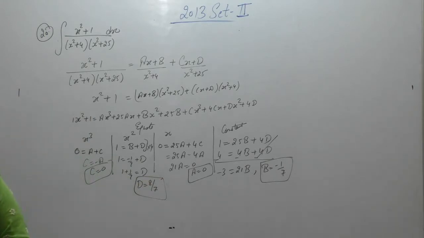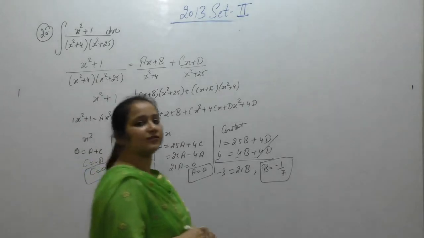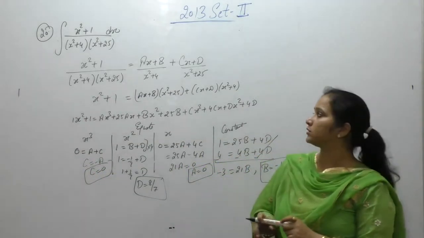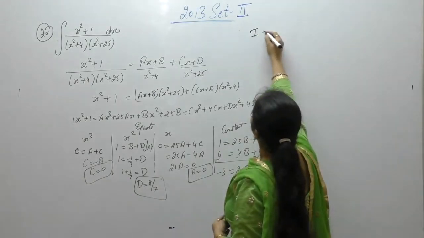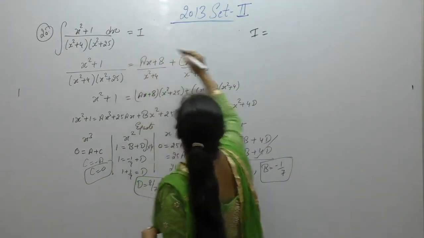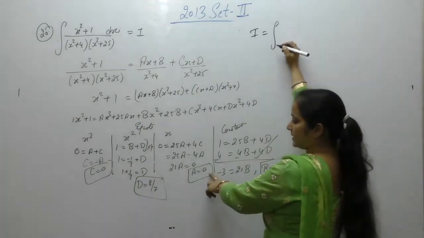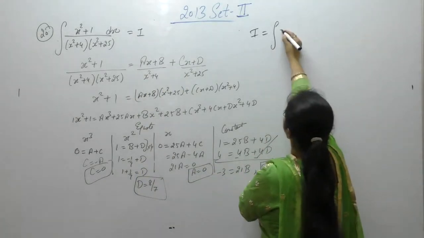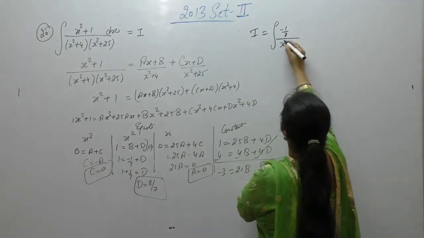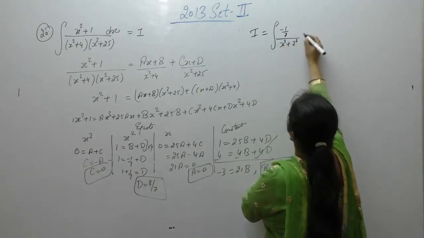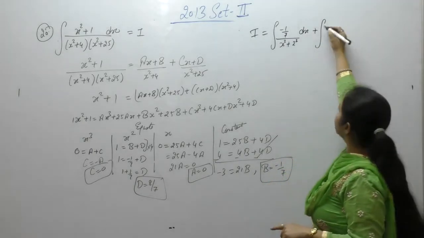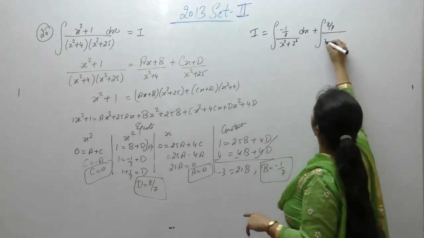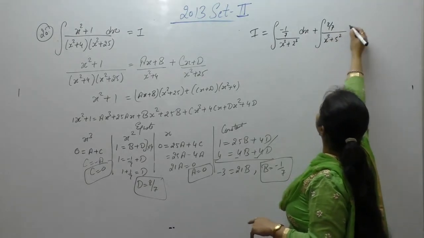When you have to solve these equations, be careful in each and every step, because if there is any mistake, then the whole question will go wrong. Now let this integral be I. Ax plus b: a is 0 into x plus b is minus 1 upon 7, upon x square plus 4. We can write 4 as 2 square. C is 0, 0 into x plus d is 8 upon 7 upon x square plus 25.